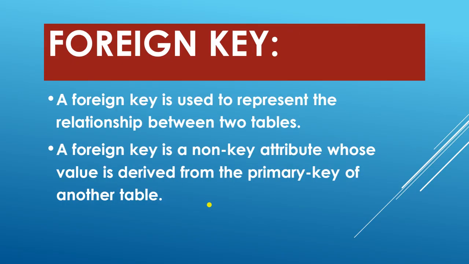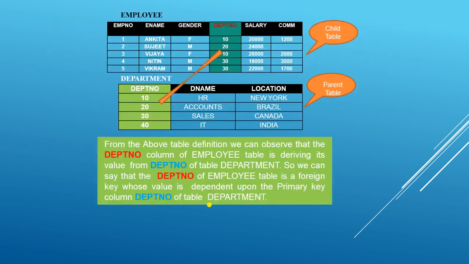Now foreign key. Foreign key is based on a parent-child relationship, so it represents the relationship between two tables. This department table is your parent table and this is your child table. The department table is linked with the child table. You can see this department number is derived in employee. So this is your parent and this is the child table.